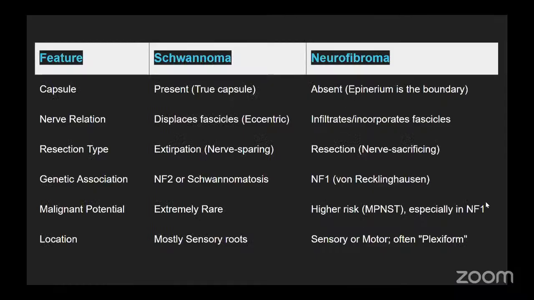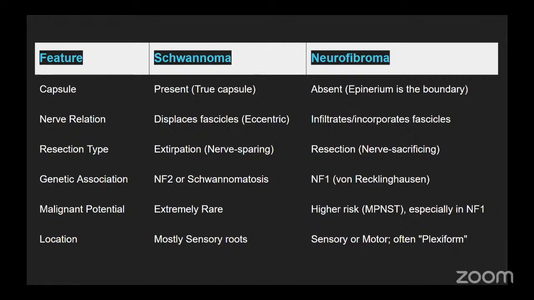So this is a very small comparison table. There are histological differences as well. I thought it would take a lot of time, hence I did not include that. For schwannomas, you have a true capsule. With neurofibromas, there is no true capsule. Schwannomas displace the fascicles. Neurofibromas infiltrate and incorporate the fascicles as they grow. Then we have the resection type. With schwannomas, you can do a nerve-sparing surgery. With the neurofibroma, you have to take the nerve away.